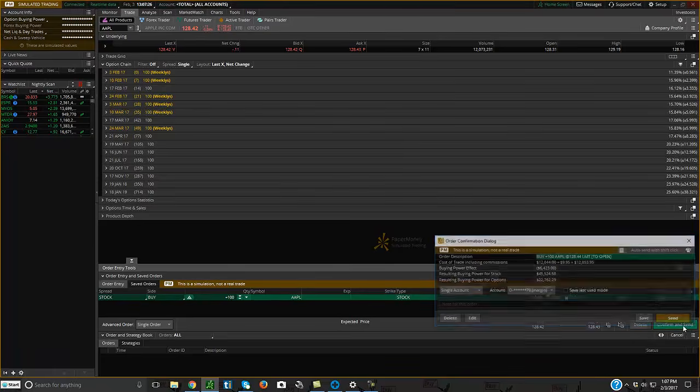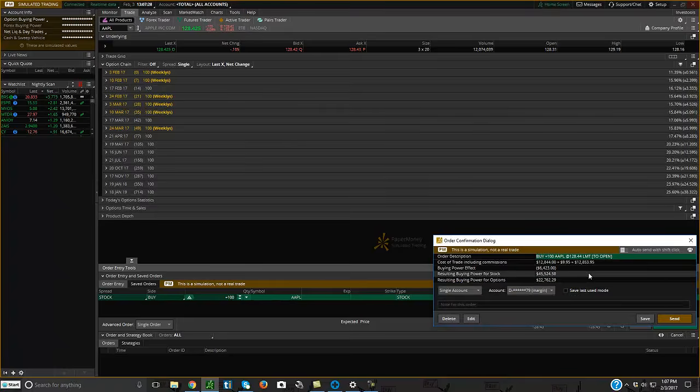Then you're going to go to confirm and send. This is where you really want to confirm and double and triple check your order. Look over here and see, again, this is a simulation, not a real trade, but I'm actually going to place the order to make it a real trade. So you'll see buy 100 shares of Apple. The limit order that I place it at, that would be $12,844 plus the commission fee.